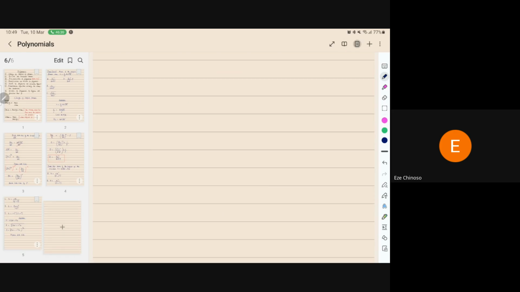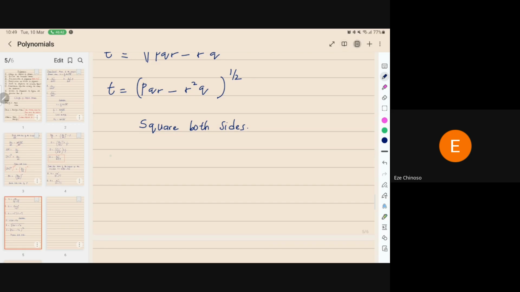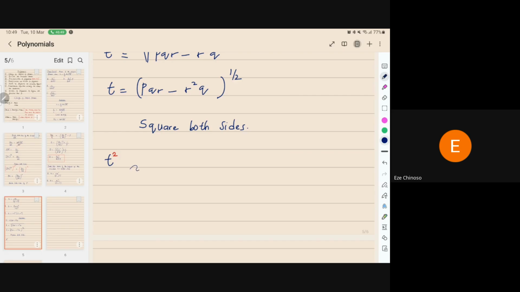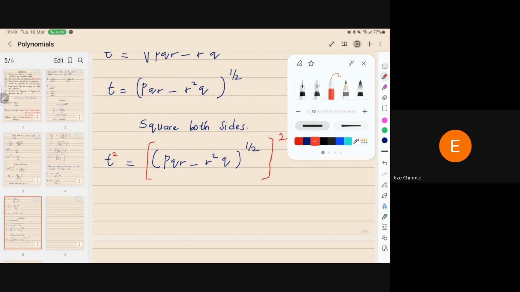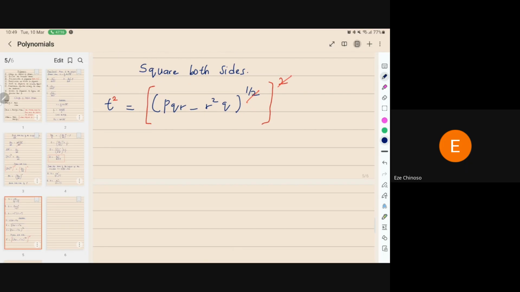So let's square both sides and deal with that so that we don't have anything to do with any square root whatsoever. That done, we should have T, but this time around, the T will now receive a square, which is now equal to the whole of this place. We'll still have our PQR minus R squared Q to the power 1 over 2, but this time we are squaring everything right here. Now, if you have your mathematical eyes, you will see that we cancel the 2 right here, and that done, we have something quite interesting here, and that is that T squared is equal to PQR minus R squared Q.